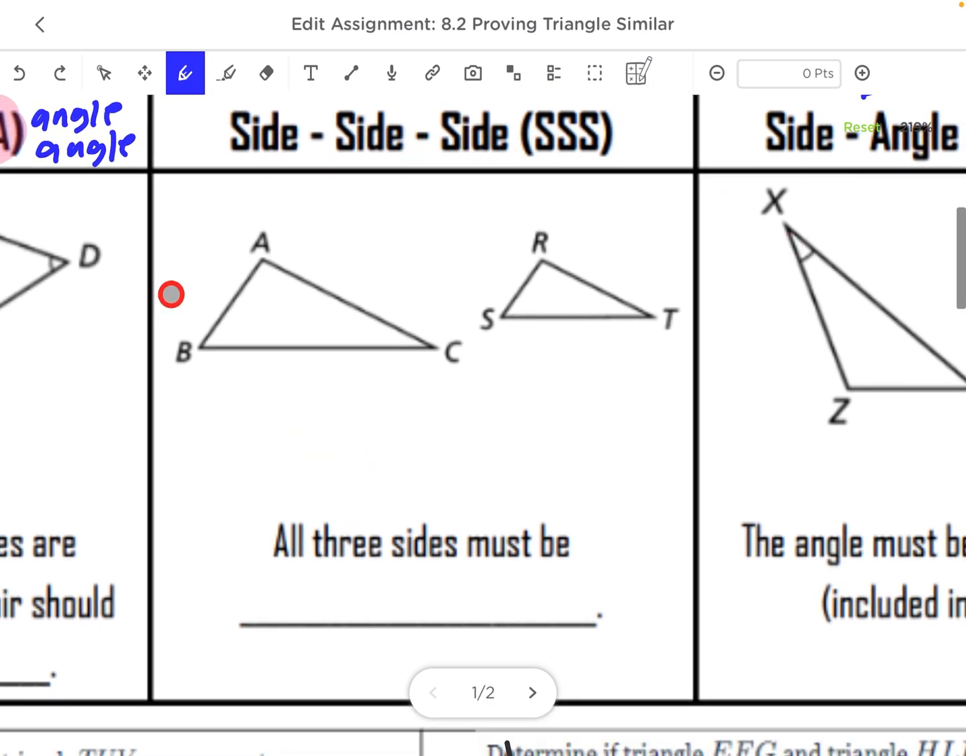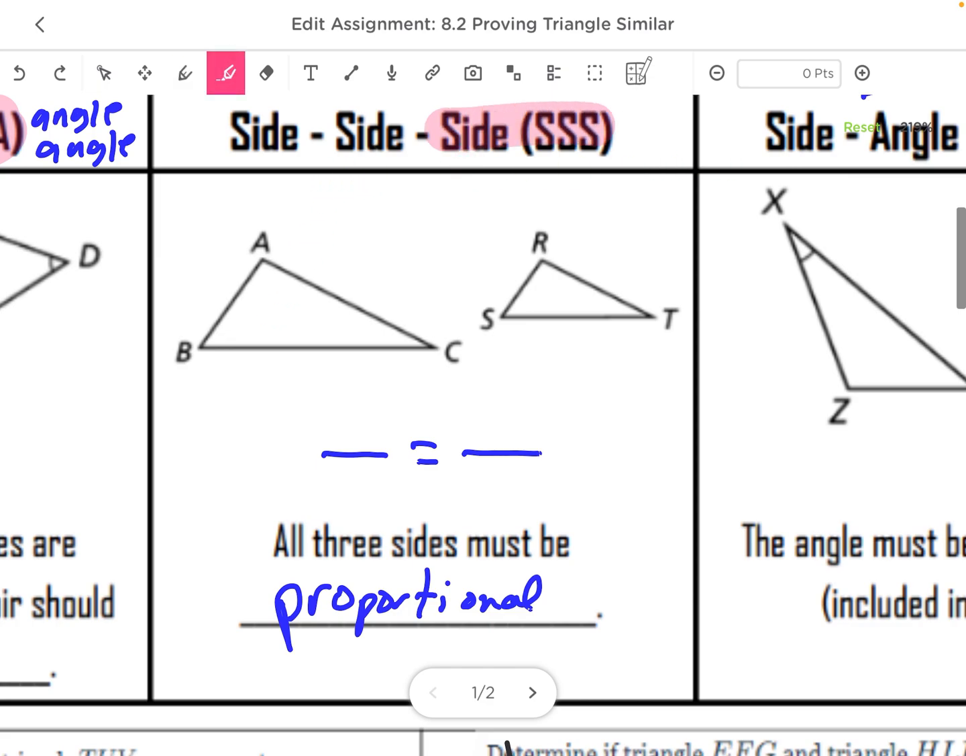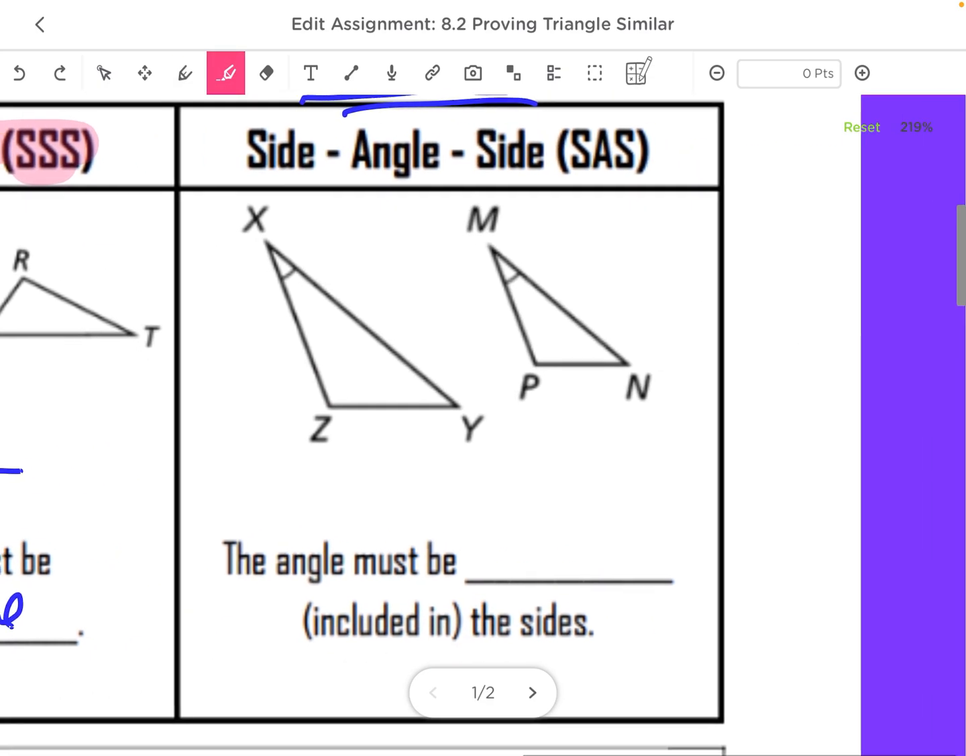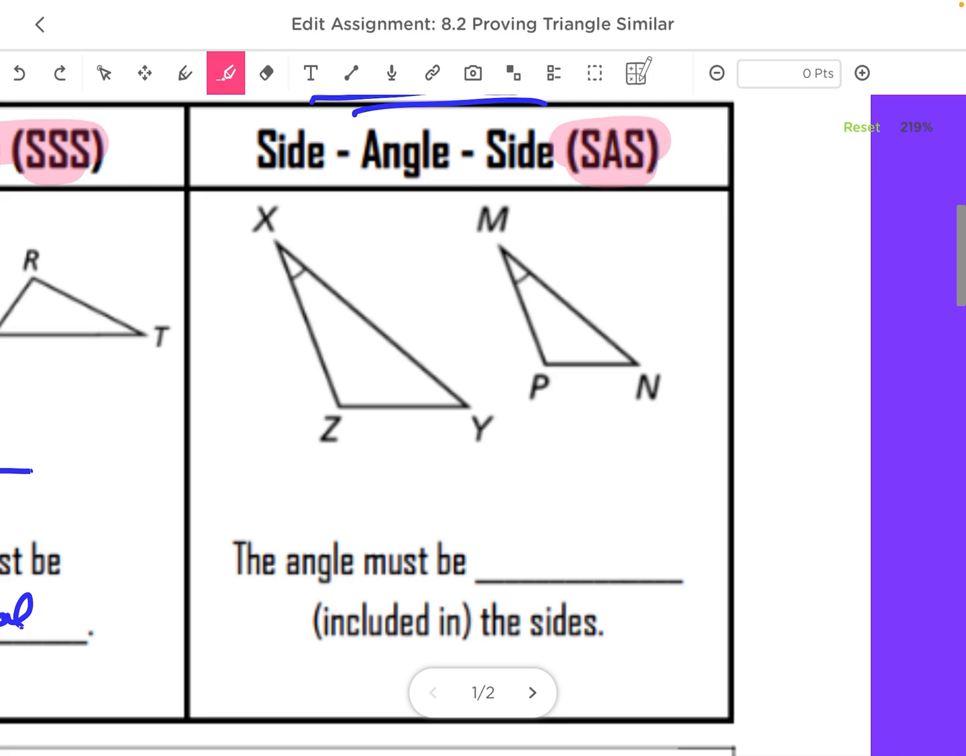If all three sides are proportional, then they are similar, right? And we talked about setting up those proportions last time. So if we have something equals something, if that is true, then we know that they can be proven by SSS. That's the second way. Then the third way is going to be SAS, which is side, angle, side.